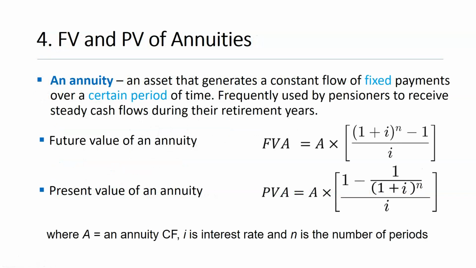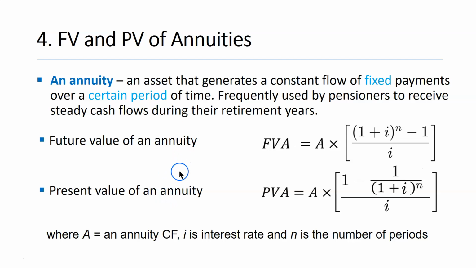What is an annuity? This is a specific type of asset which generates a constant set of cash flows of fixed payments over a certain period of time. It's frequently used by pensioners who make contracts with insurance companies in order to receive a fixed payment for a certain number of years when they retire. For example, £1,000 for 20 years starting from 2025, something like that.